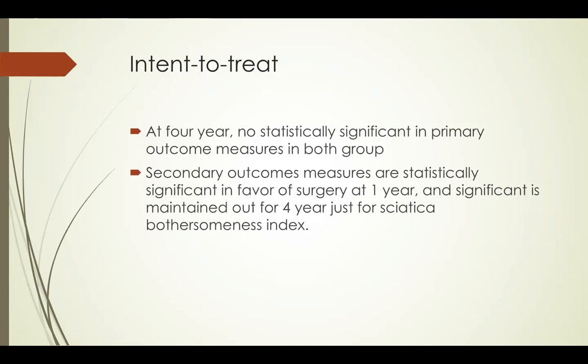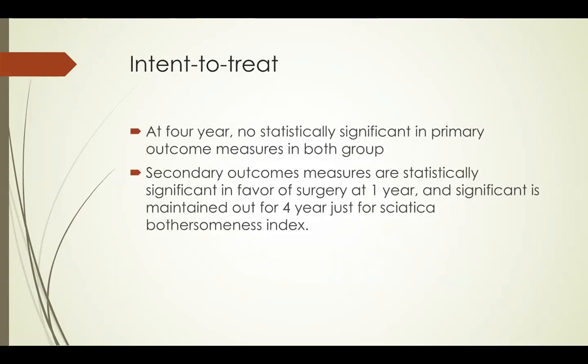Okay. So what happened is at 4 years, there is no statistically significant difference in the primary outcome. In the secondary outcome, it was statistically significant and favors the surgery at 1 year, and that was also maintained out to 4 years, just for the sciatica bothersome index. So this is what happens. If you take a look at the intent to treat analysis, you think there is no difference between the surgical group and non-surgical group in the primary outcome, which is the important part of the study.